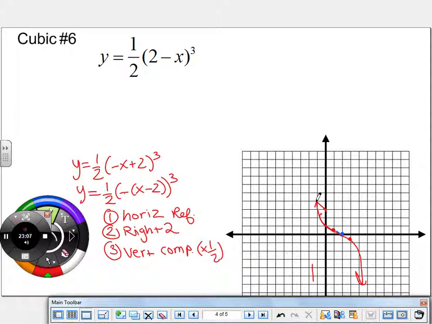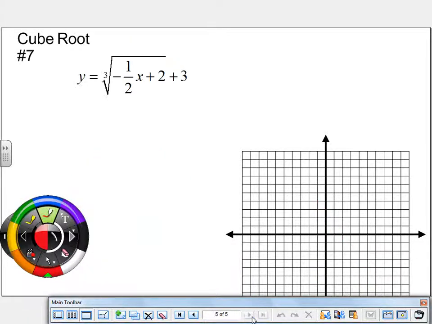All right, and the last one we have to look at is a cube root function. So number 7 in there. And so hopefully, besides just fixing this for us, this gave you guys some sort of review with the functions.